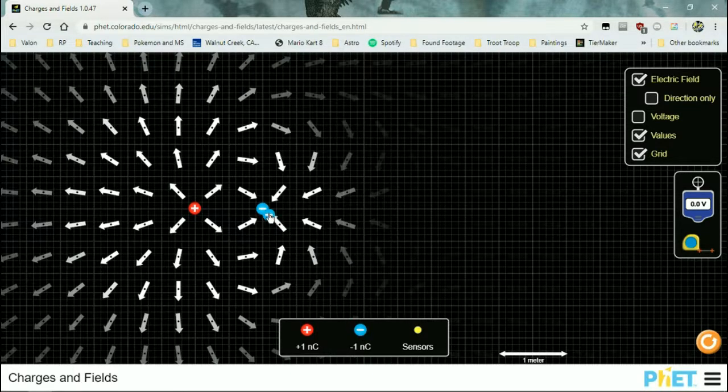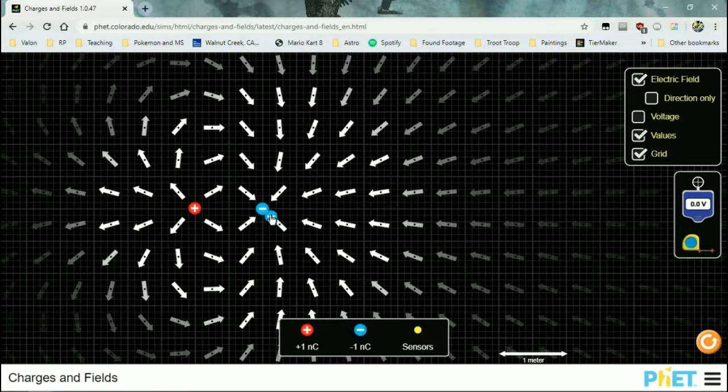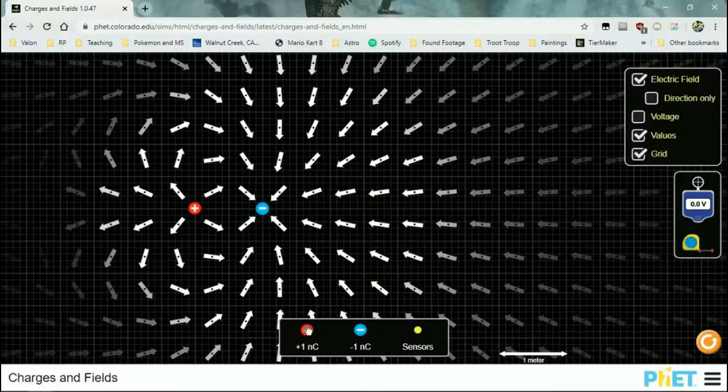1, 2, 3, 4, and then a plus 8 microcoulomb, which is to the right of the -4. Okay, so now I gotta put 8 of these.